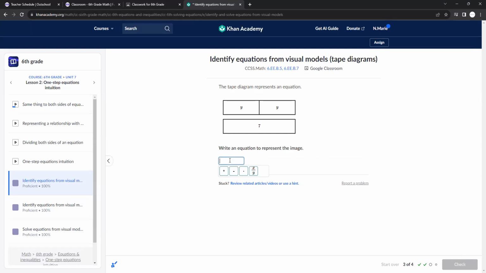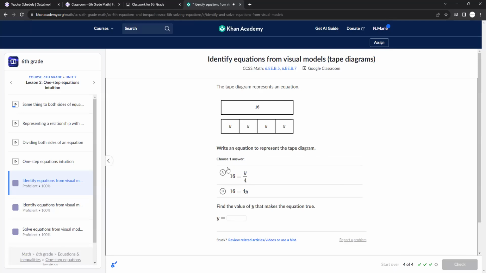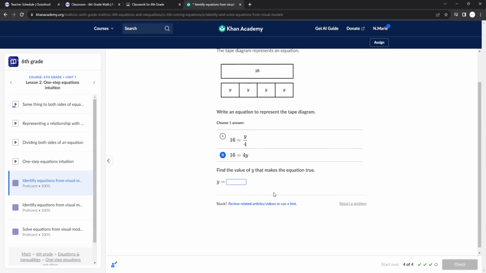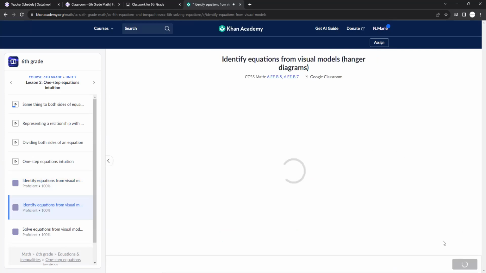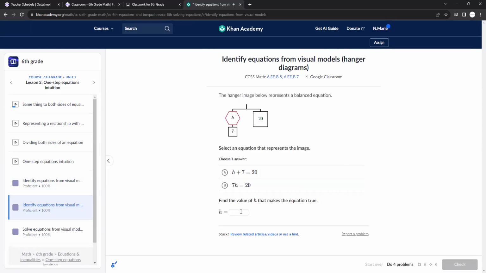This would be y plus y equals 7, or you could even put 2y equals 7, but let's do y plus y equals 7. And 16 equals y times 4. y is 4, right? You can plug these in. 4 times what is 16? 4 times 4. So you can always plug in for your equations to see if your answer is correct.